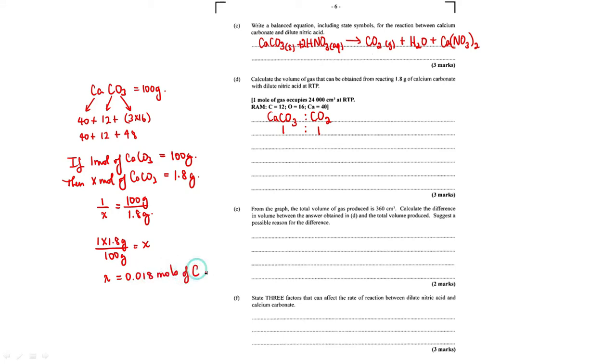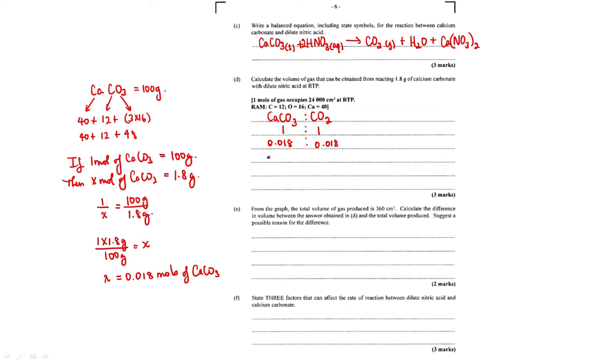There are 0.018 moles of calcium carbonate in 1.8 grams of calcium carbonate. So if you have 0.018 moles of calcium carbonate, then 0.018 moles of carbon dioxide should theoretically be produced from that amount, right? Now that we have our moles, all we have to do is equate them. It says 1 mole of any gas would occupy 24,000 cubic centimeters of space, right?